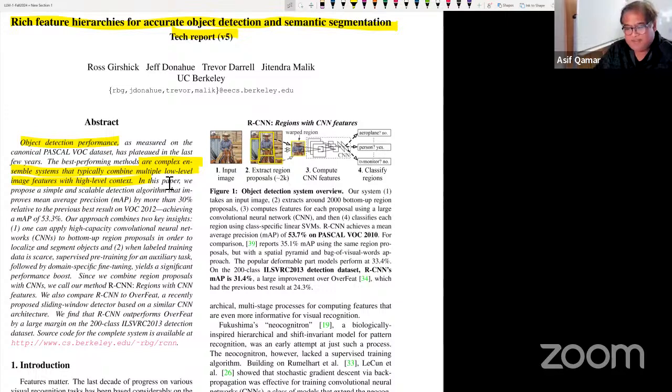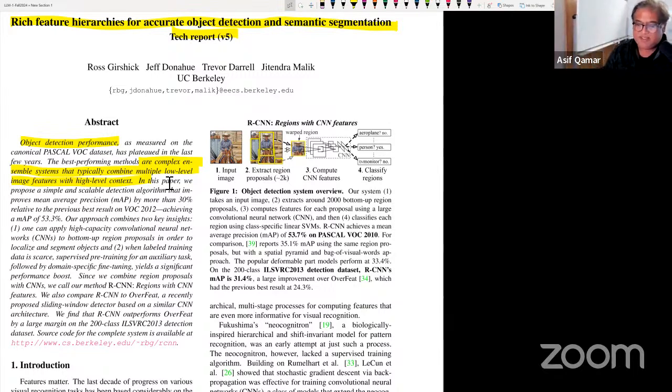Now, obviously, 2,000 is a bit of an overkill, right? Compute features for each proposal using a large convolutional CNN, and then classify each region using class-specific linear support vector machines. So you need to figure out what each region is, so you use a classifier. You see that thinking: a box, and a classifier to tell what's in the box.